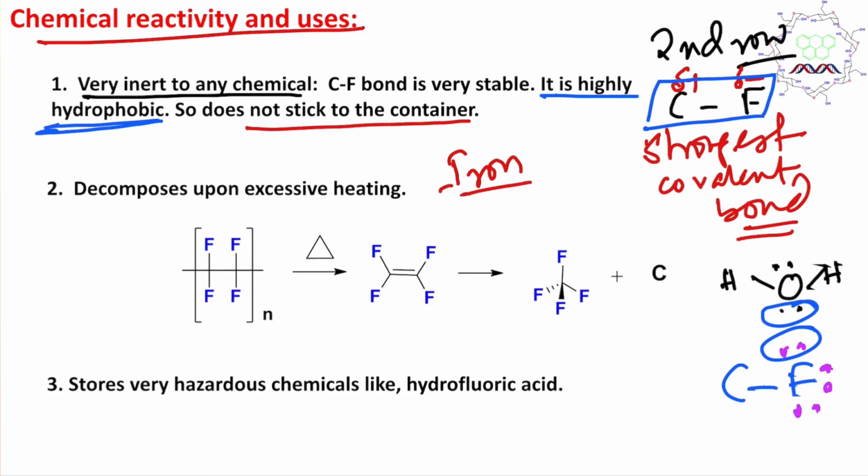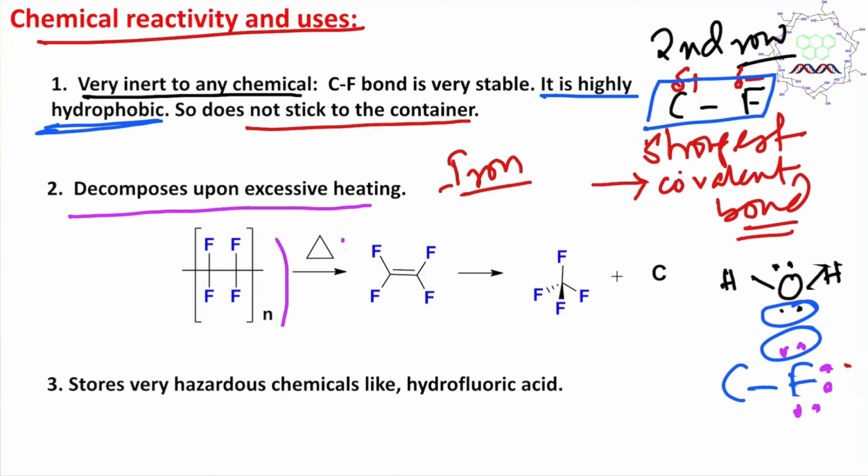And non-stick is nature because of this C-F bond, hydrophobicity, and the strongest covalent bond. That's why when you take a tetrafluoroethylene-coated frying pan and fry, it doesn't degrade so easily, and cooking is possible while heating. Now, is it completely heat resistant? No, it is not. Actually, it decomposes upon excessive heating.